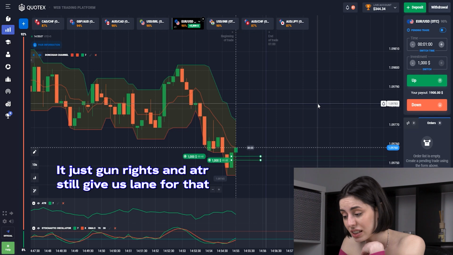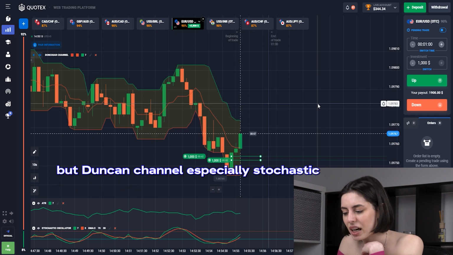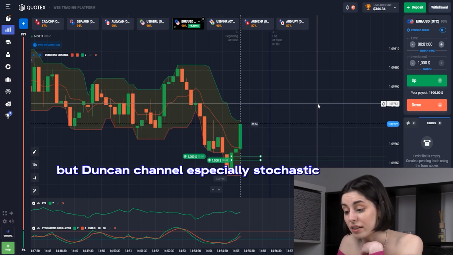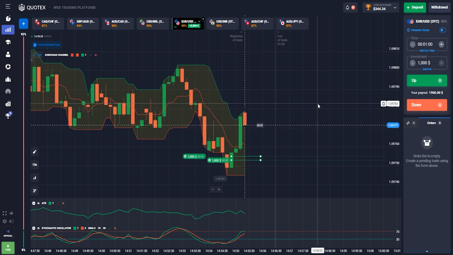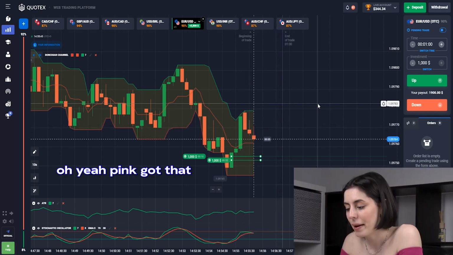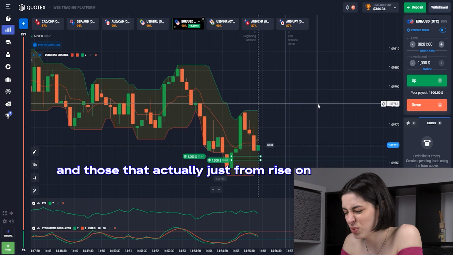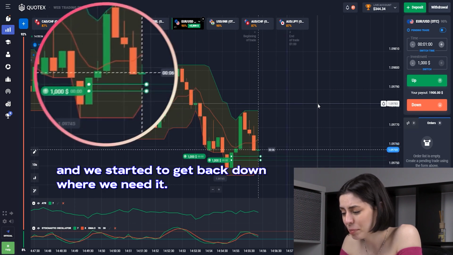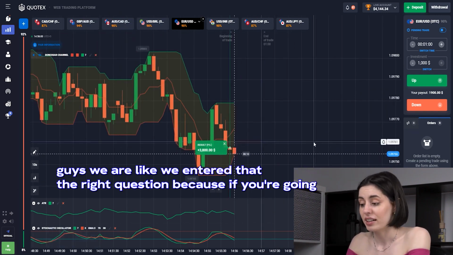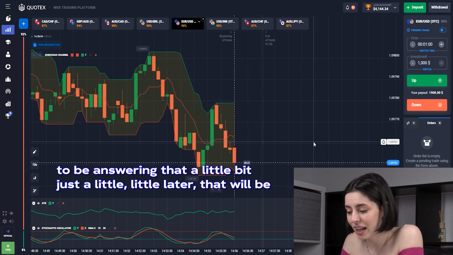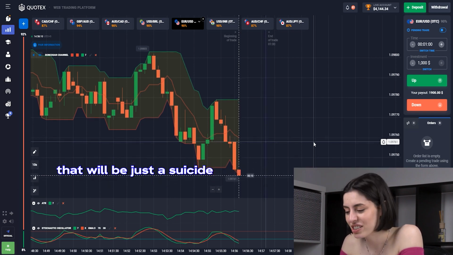And ATR still gives us the info that maybe it's not gonna be that fast growth as you want it, but the downtrend channel, and especially the stochastic oscillator in that case, just shows us that. Let's see that in the end. Yeah, we got that. Purely and beautifully green candles that just rise, and we started to get back downward. We needed to end it right now. Guys, we are lucky. We entered at the right point, because if we had entered a little bit later, that could have been just suicide.